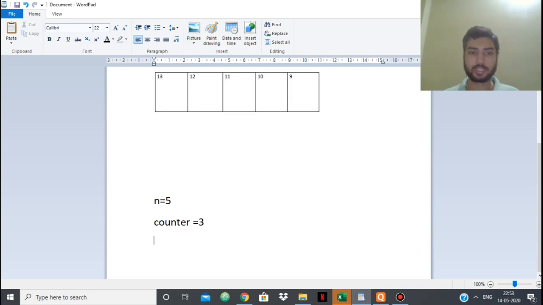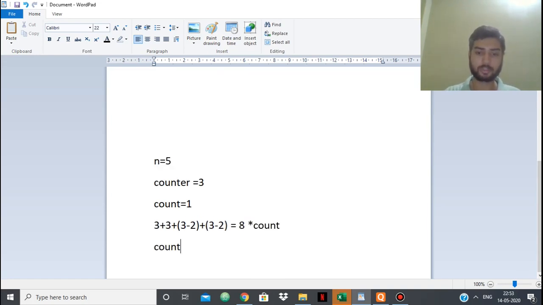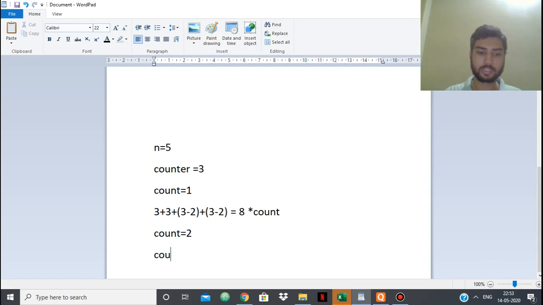So counter is 3. Now the number of cells in that layer will be 3 plus 3 plus 3 minus 2 plus 3 minus 2, and we'll have a variable count. Count will be initially 1. Now these will be 8 cells, and each of these cells will take one move. So 8 into 1, which is count. So 8 into count. Now we'll do count plus plus. So count becomes 2, and counter is equal to counter plus 2.